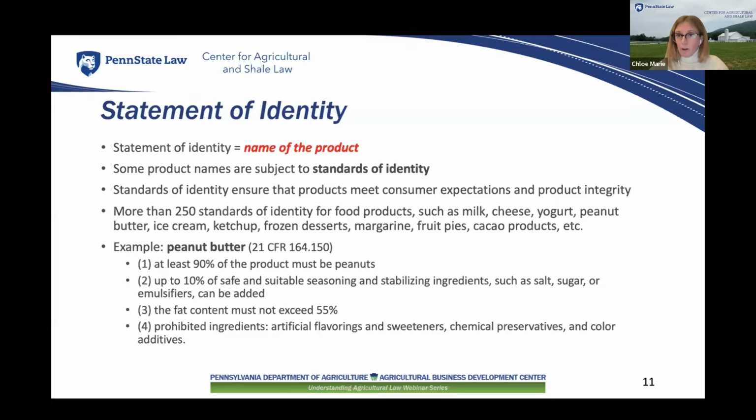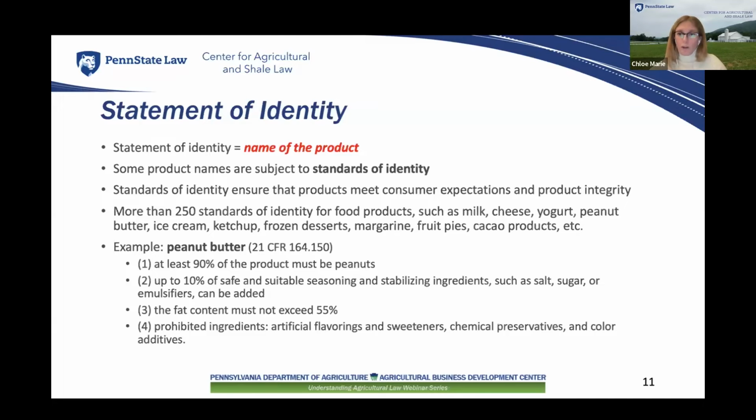So let's take peanut butter, for example. To be labeled as peanut butter, a food product must be primarily made from shelled and roasted peanuts, with a peanut ingredient constituting at least 90% of the finished product. The finished product may contain up to 10% of safe and suitable seasoning and stabilizing ingredients, such as salt, sugar, or emulsifiers. The finished product must not exceed a fat content of 55%, and artificial flavorings and sweeteners, chemical preservatives, and color additives are not allowed.